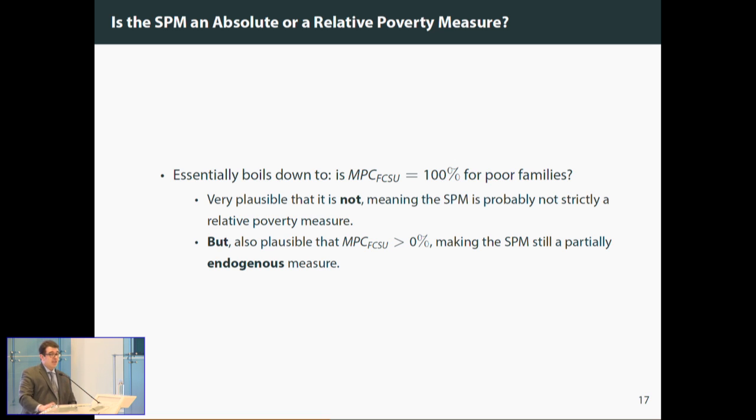They might save the money. They might spend the money on a different consumption category. It would seem to me that this is not a 100% marginal propensity to consume. On the other hand, it also seems plausible that the MPC for this is above zero, which means that while the SPM may not be a true relative poverty measure, it is an endogenous poverty measure.